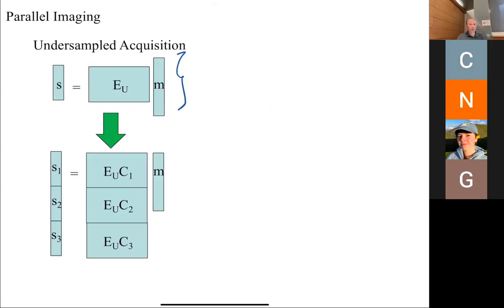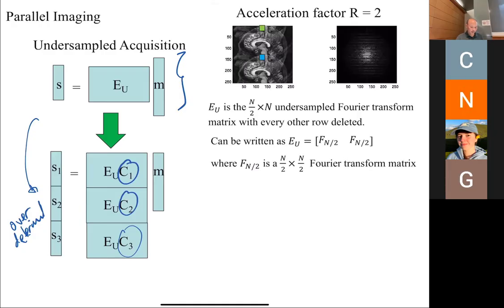But then I realized, oh, what if I had multiple coils? Then each coil is undersampled, but each coil sees a different part because of sensitivity. And now I stack up all those measurements. So now I go back to being overdetermined, and now I know how to solve things, right? Because I'm going to have a least squares estimate for my solution. The acceleration factor is typically how much we undersample. So when I talk about acceleration factor, that's what we mean.